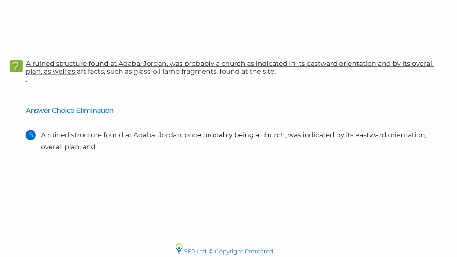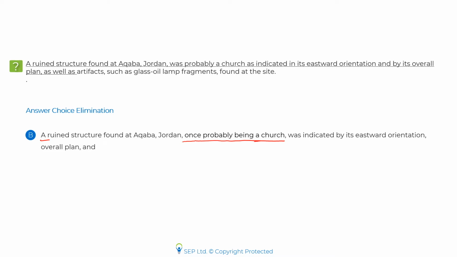So here's choice B. Let us read it. A ruined structure found at Aqaba, Jordan. Okay, once again we have the awkward "a ruined structure" and a church here, "once probably being a church." Now notice how this "once probably being a church" is put within two commas.